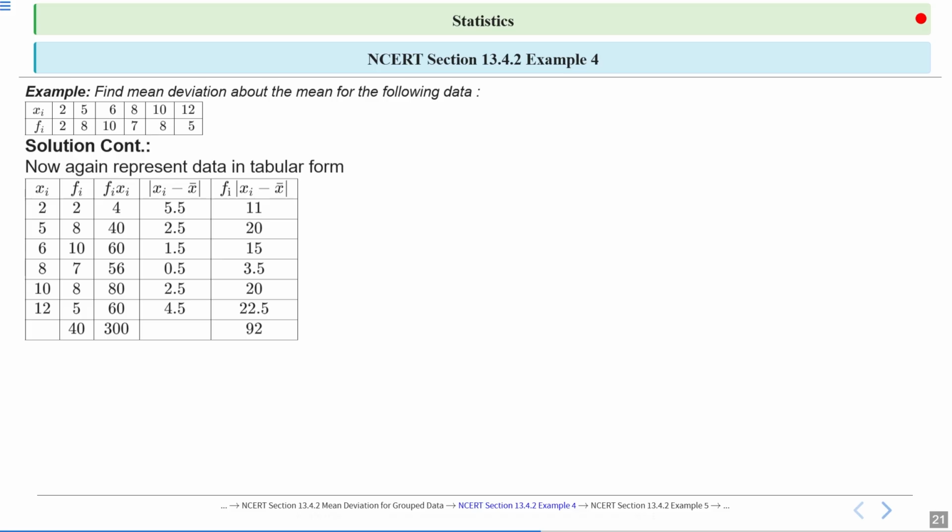So we have calculated each fi xi, each mod of xi minus x bar, and each fi times mod of xi minus x bar. And here we total: summation fi is 40, summation fi xi is 300, and summation fi times mod of xi minus x bar is 92.